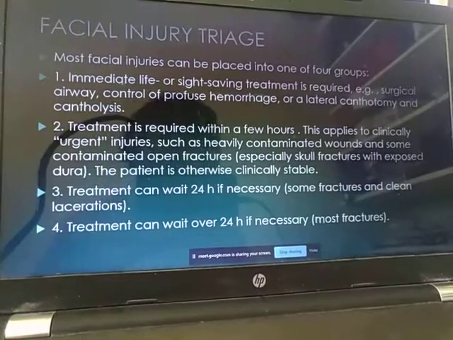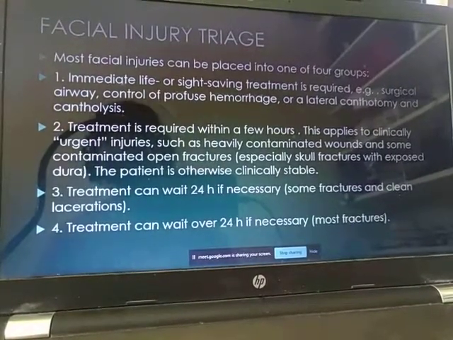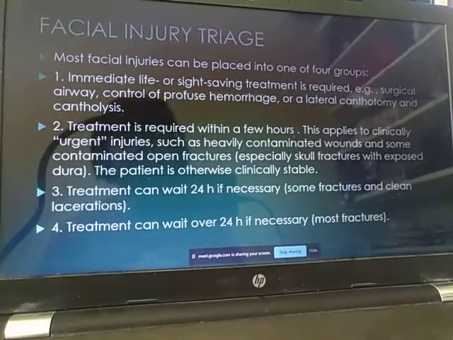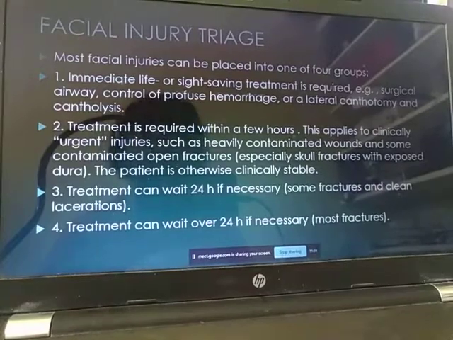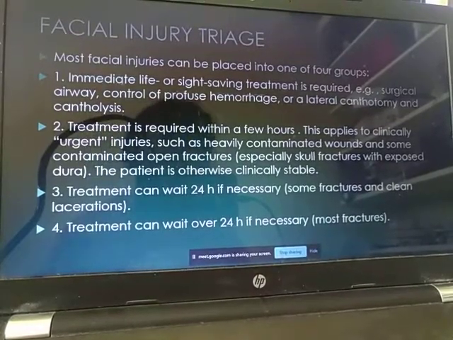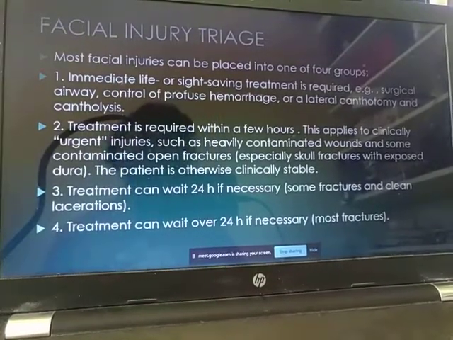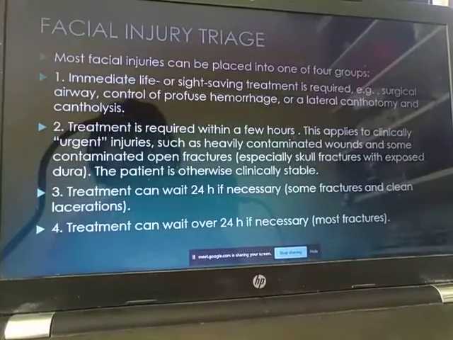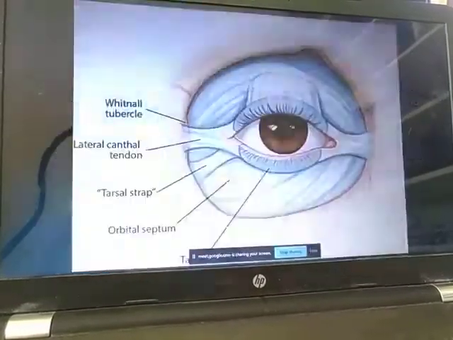The third category of treatment can wait about 24 hours. A whole day can be waited if necessary for some fractures and clean lacerations. The fourth is the most common type of trauma that we see. Treatment can wait over 24 hours. It can wait more than one day. That is, most of the fractures that we see can wait more than one day to be treated.